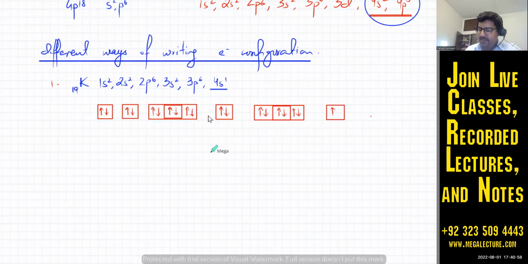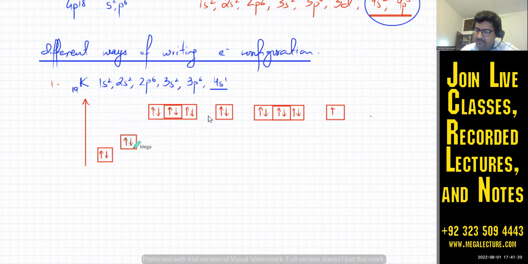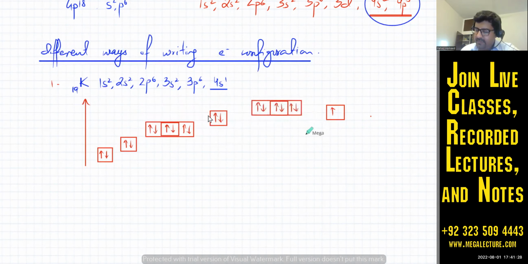The same boxes can be arranged according to the energy. 1s, then 2s has more energy than that, then you have got 2p6, then you've got 3s. Okay, these energy levels are increasing, so the boxes could be on an energy axis. Okay, 1s lowest energy, then 2s and so on.